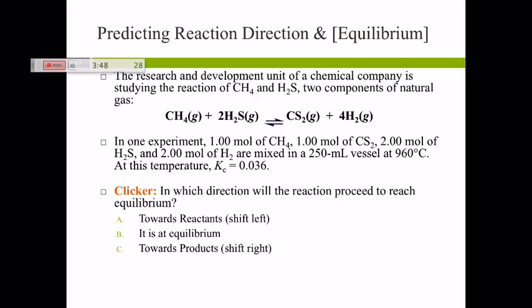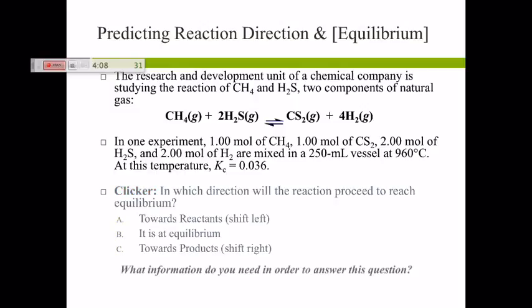All right, so we're running low on time, so I want to make sure that we talk through this and set you guys up for the next problem. So in order to answer this question, we need to find the concentration of all our reactants and products. Do we divide the number of moles by 250? By what? By liters, so 0.25.